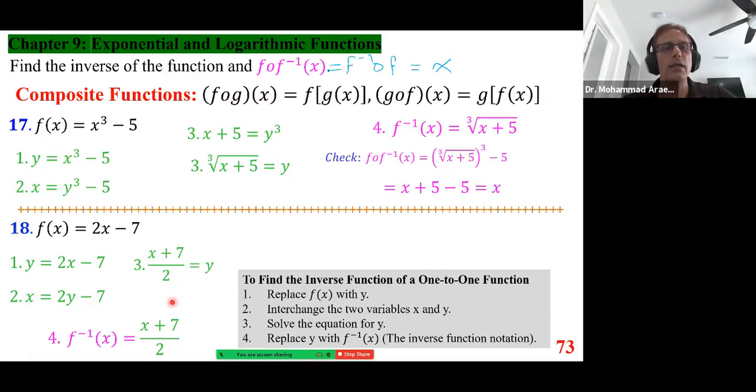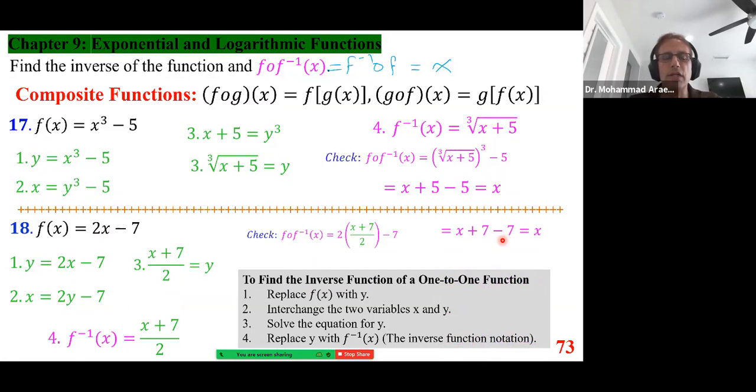To check f o f inverse, we are going to look at f of x and replace the x with what we just found. f o f inverse of x is 2 times x plus 7 over 2 minus 7. These twos cancel each other. You get x plus 7 minus 7. 7 and -7 cancel each other. We proved that we've come up with the correct answer.